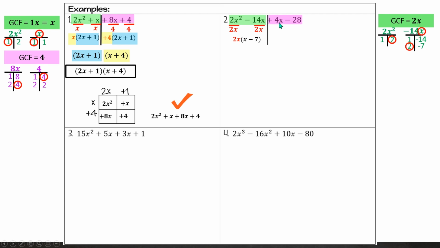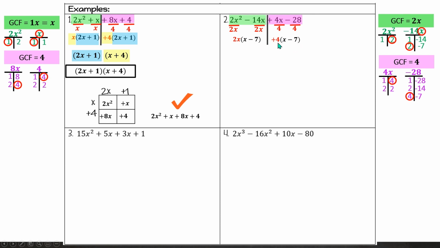Now I'm going to find the greatest common factor of 4x and negative 28. So I'm going to list all my factors over here in a factor table. So 4 is 1 times 4, or 2 times 2. Negative 28 is 1 times negative 28, 2 times negative 14, 4 times negative 7. So you'll notice here that my greatest common factor is a 4. Okay, I do not have like variables here, so my GCF is just going to be 4. I divide both terms by 4, so I factor out a positive 4, and I'm left with x minus 7.